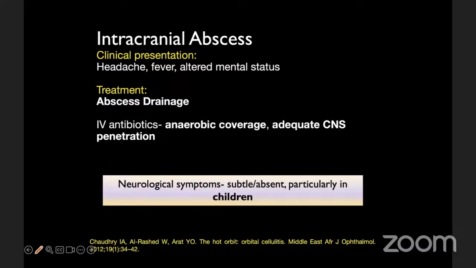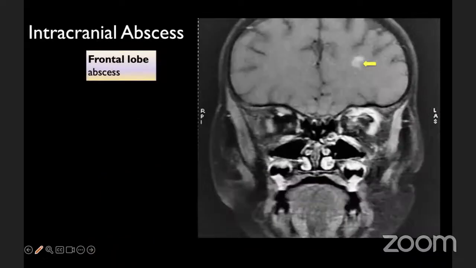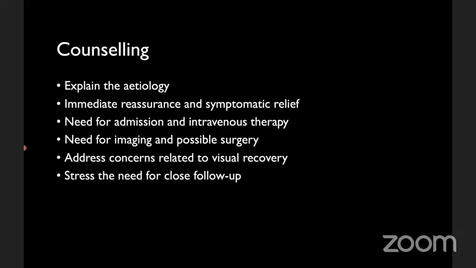And neurological symptoms are usually very subtle, especially in children. So it needs to be picked up based on the clinical presentation of children specifically, and of course in adults as well. This is a frontal lobe abscess that you can see, where there is an increased intensity that you can make out in the frontal lobe. So that is the frontal lobe abscess. Imaging in these cases with high index of suspicion is of key importance.